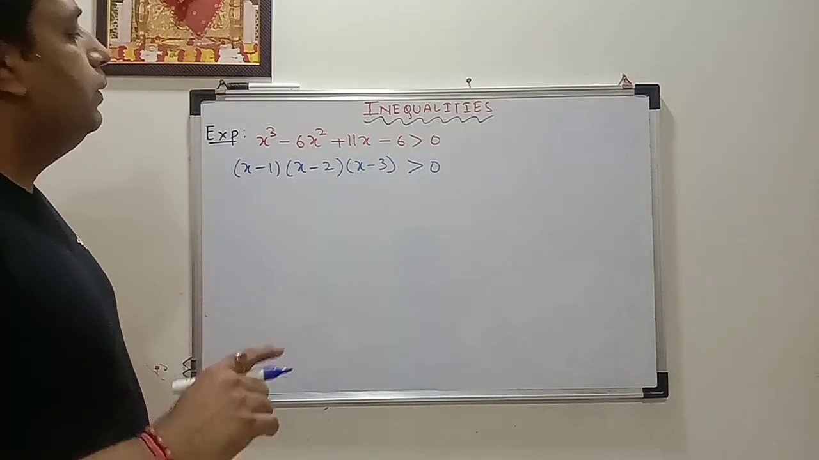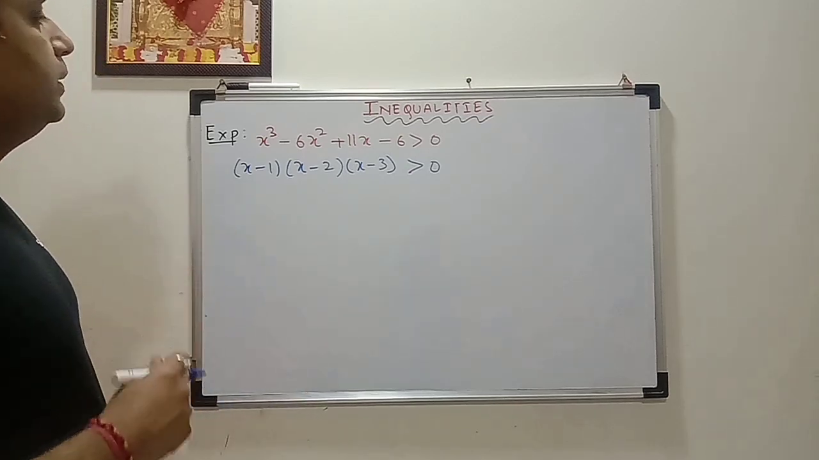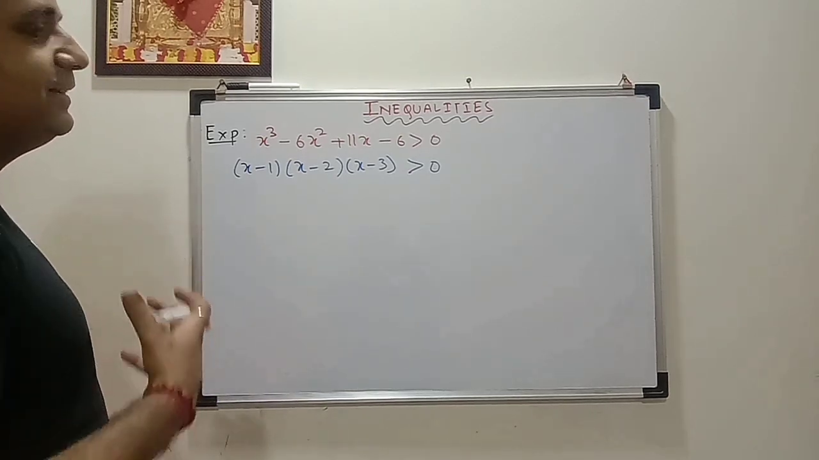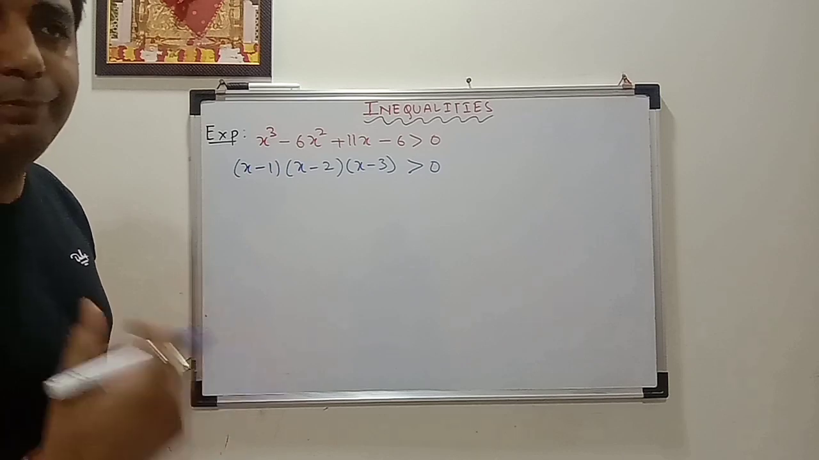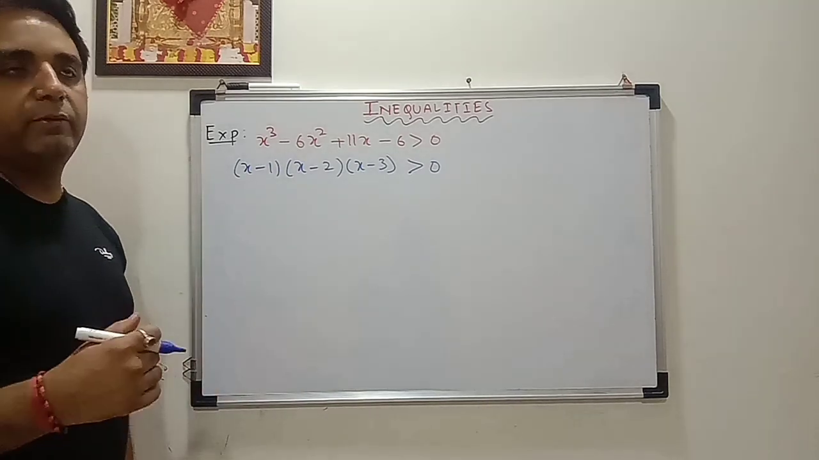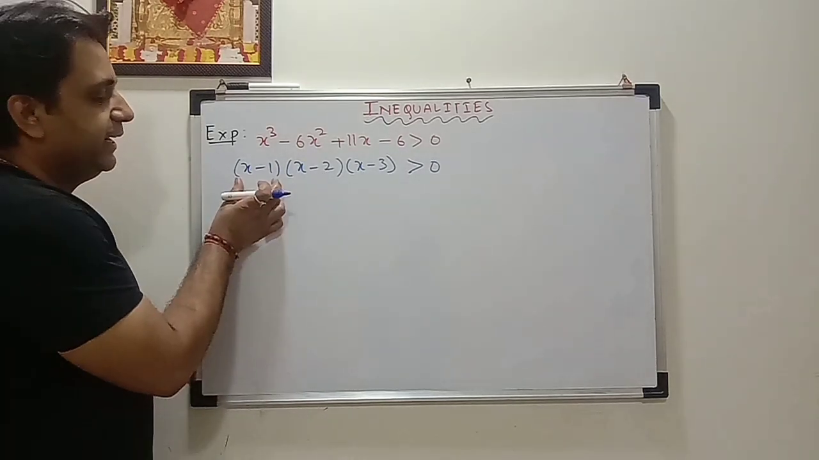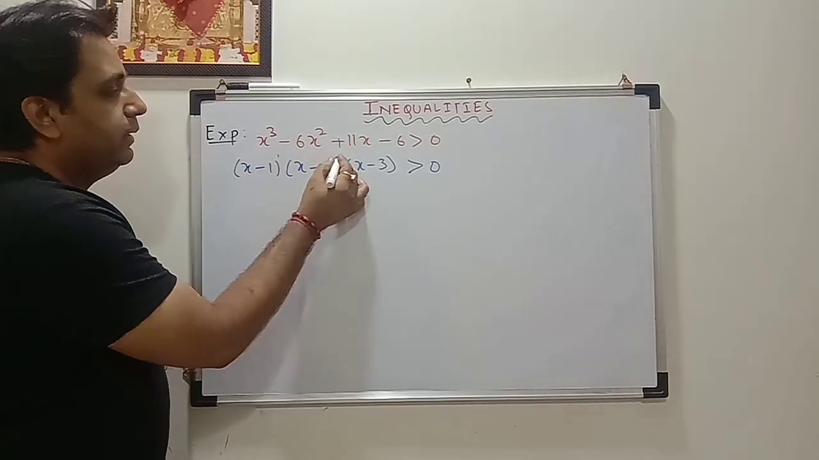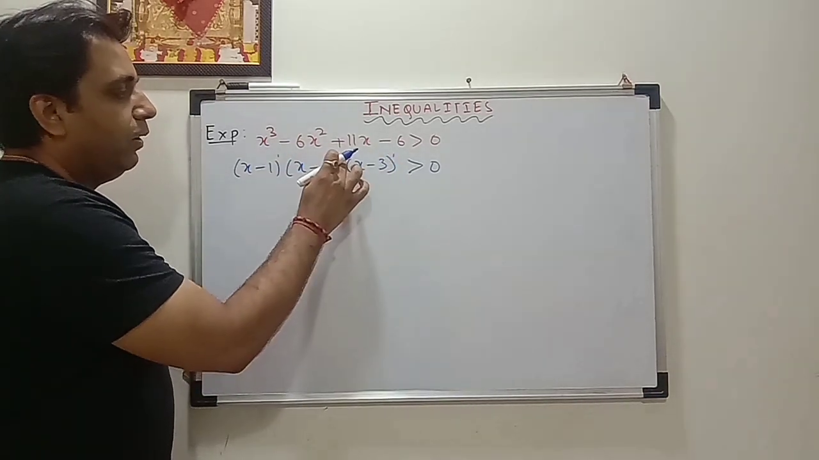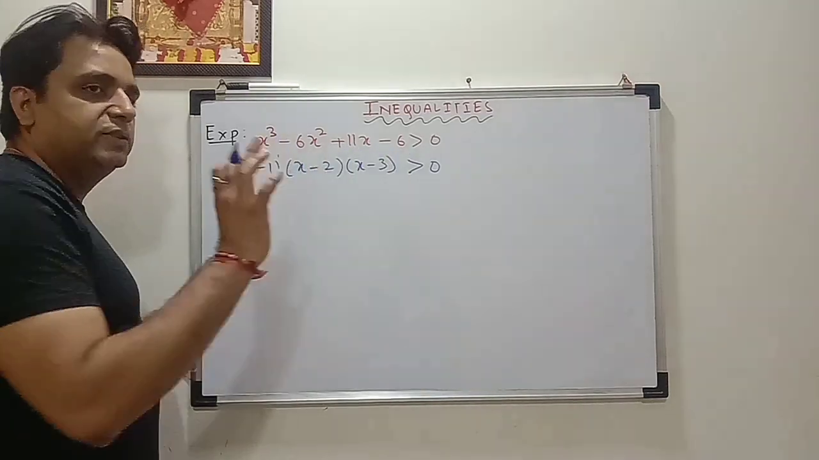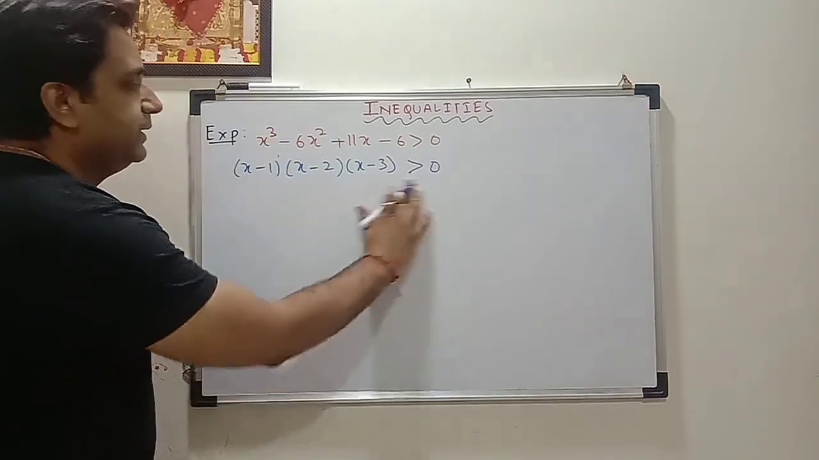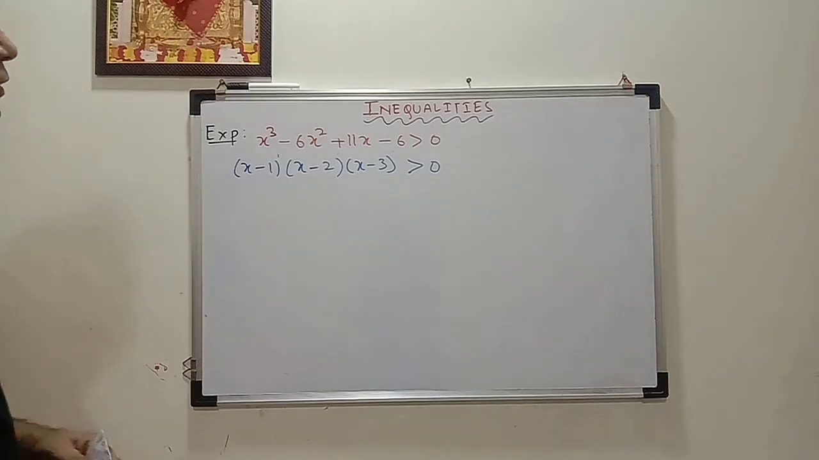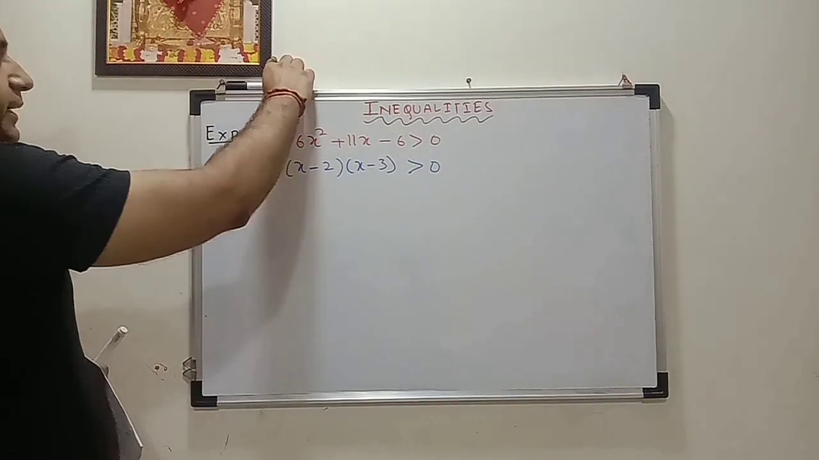Now what is the second rule? You need to take the odd power brackets. What is the meaning of odd power brackets? You can see the first bracket, second bracket and third bracket. What is the power? It is 1, 1, 1, which means all are odd. So we need to take all of these. What is the value of x here? The values of x are 1, 2, 3.